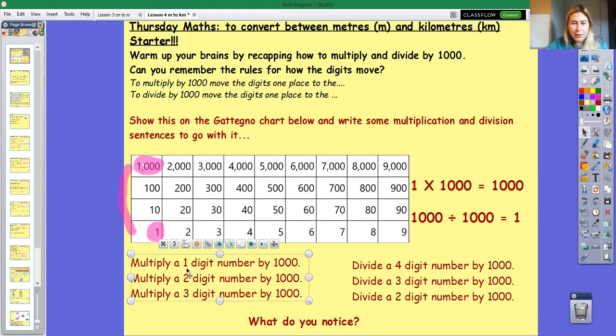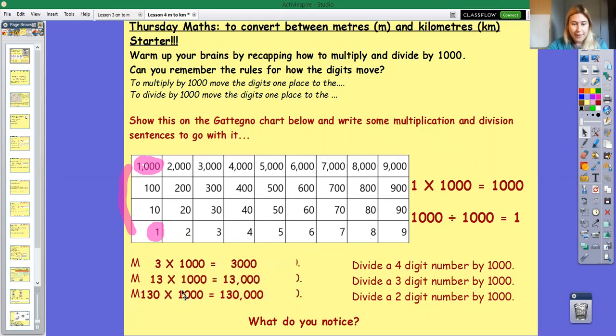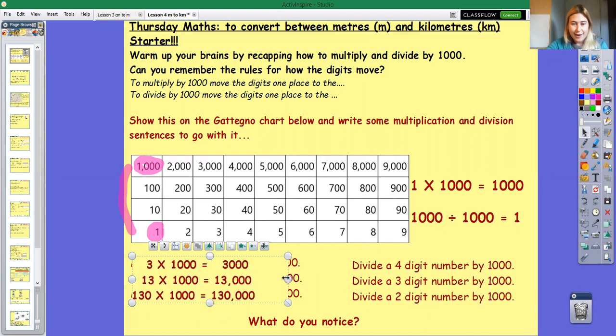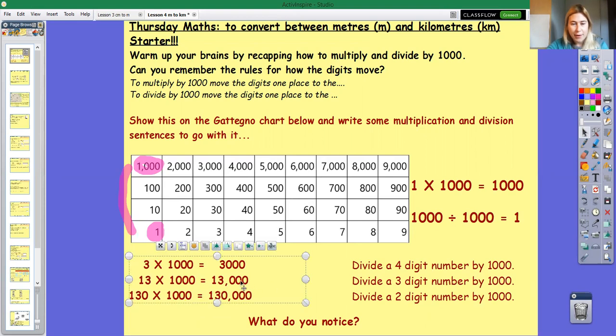I multiplied a 1-digit number by 1,000, and a 2-digit and a 3-digit. This is what I came up with. So you must have something similar to this. What do you notice with my numbers? Maybe I'll leave them there for a moment. Pause the video and have a think.